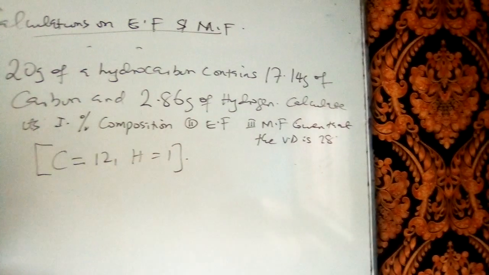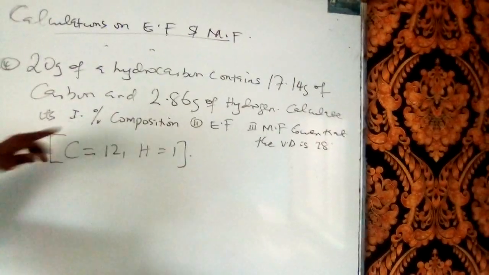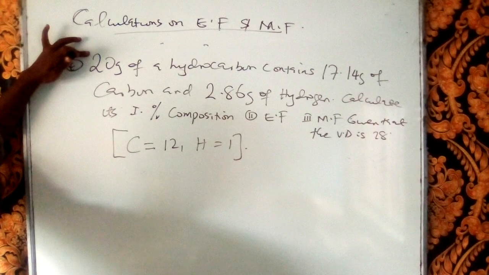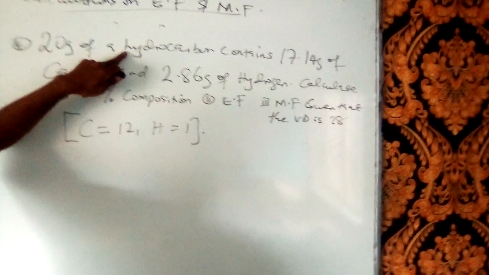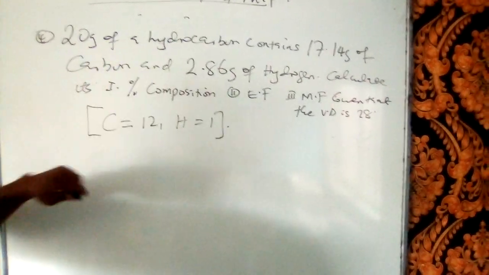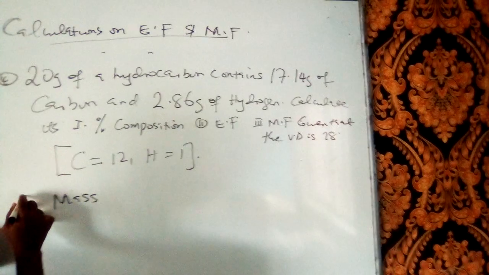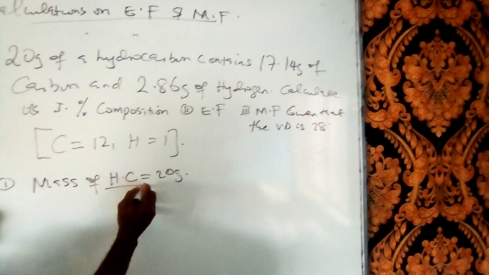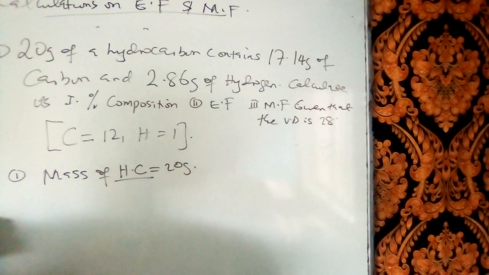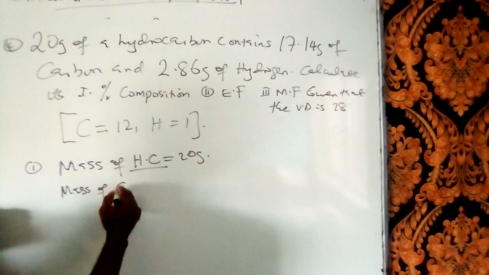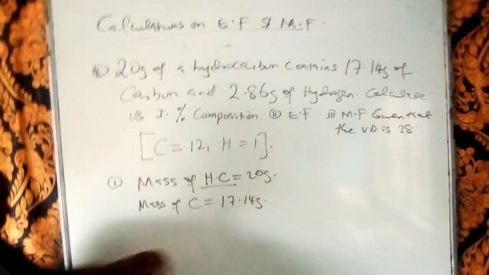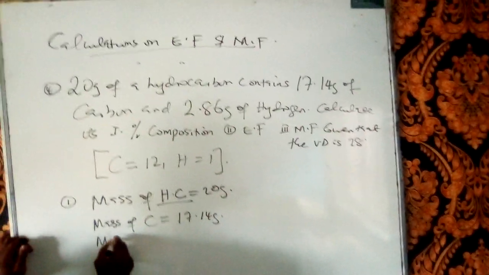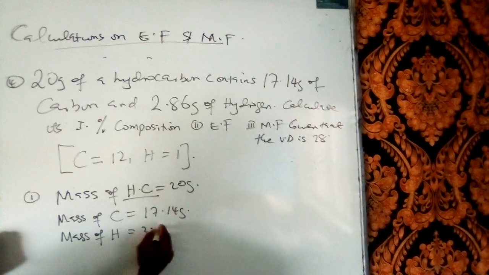Having done that, let's start with the first one. The compound is a hydrocarbon. In chemistry, a hydrocarbon is an organic compound that contains only 2 elements, carbon and hydrogen. So the mass of the hydrocarbon, let me call it HC, is 20 grams. The mass of carbon in the hydrocarbon is 17.14 grams, and the mass of hydrogen in the compound is 2.86 grams.